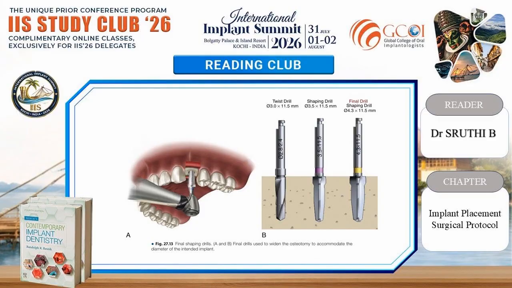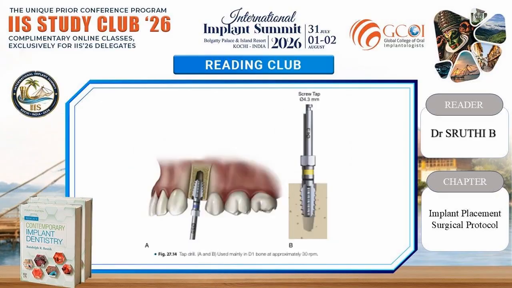Figure 27.13 shows final shaping drills. Final drills used to widen the osteotomy to accommodate the diameter of the intended implant. Figure 27.14 shows a tap drill, which is used mainly in D1 bone at approximately 30 rpm.